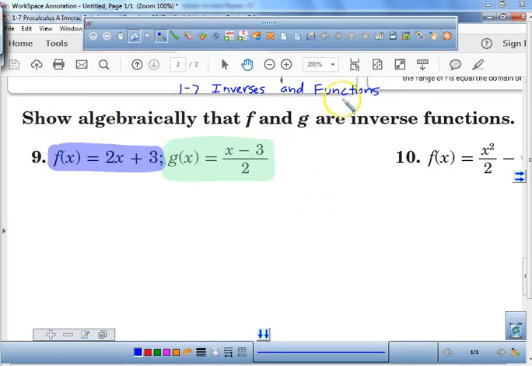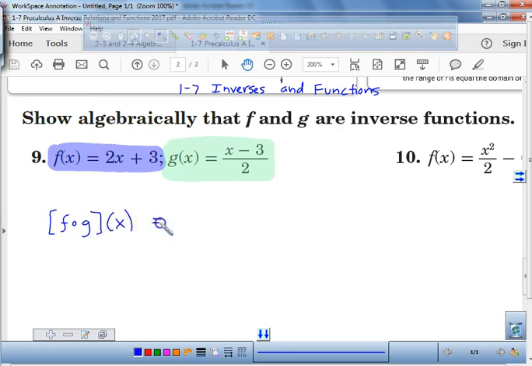All right, it's our last day working with inverses and functions. What I want you to do right now is write problem number 9 in your journal. I want you to write f of g of x, where you take g of x and plug it into f of x. When you do this process, if it becomes just x, that means that these functions are inverse functions.